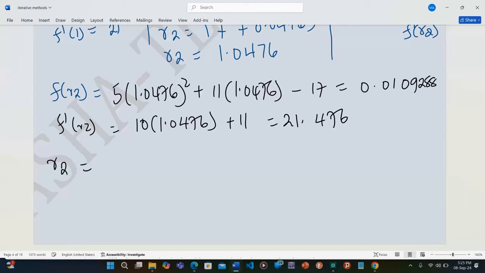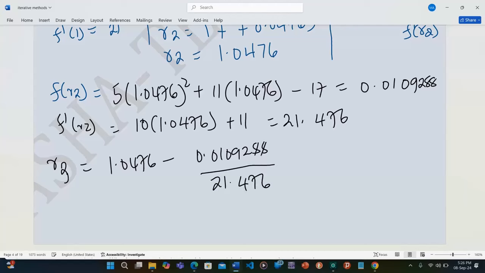So what is our R3? R3 is equal to R2, whereby R2 is 1.0476, minus f of R2, which is 0.0109288, divided by 21.476. So I take 0.0109288, divide it by the value I had, and then 1 minus this answer.